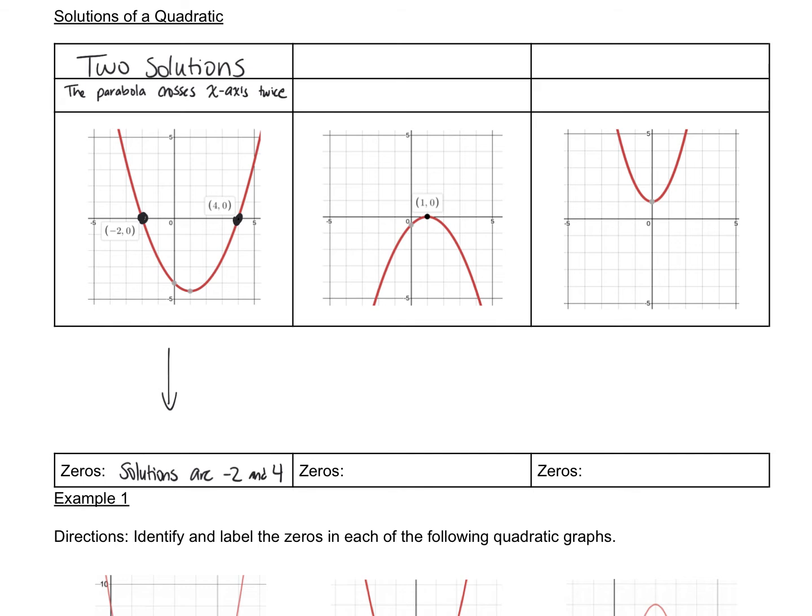Now looking at our next picture here, what I see is that the graph only crosses the x-axis once. It bounces off the x-axis. So for this one, there's only one solution to this quadratic because it only touches the x-axis once. And what exactly is that solution? Well, looking at it, I see that the solution is 1 because that's where it crosses the x-axis.